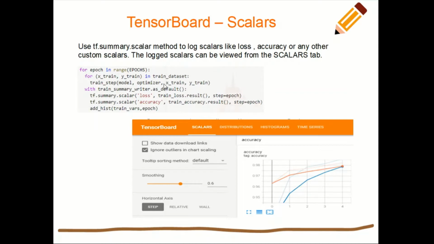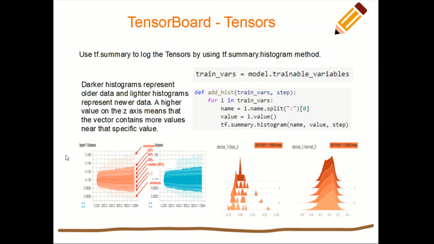Okay, so capturing the scalars, right? So there's a method tf.summary.scalar for it. Okay, now moving on, the next thing that we can do is we can also capture the tensors. Okay, and the API for that is tf.summary.histogram. Okay, so if you have these trainable variables, we can get the trainable variables using model.trainable_variables, right? And then we can log all those variables as histograms in the TensorBoard, right?